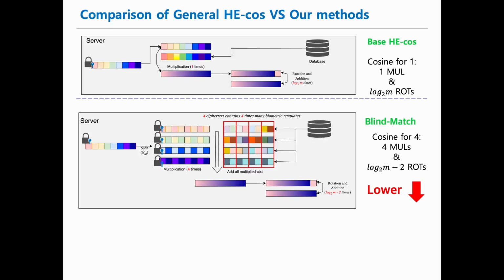For example, we calculated the cosine similarity for a template vector of size m. The base homomorphic encryption-based cosine similarity requires 1 multiplication and log2 m rotations for 1 cosine similarity operation. BlindMatch requires 4 multiplications and log2 m minus 2 rotations. However, since a ciphertext contains 4 times as many biometric templates, the total number of multiplications is maintained, but the number of rotations is reduced.